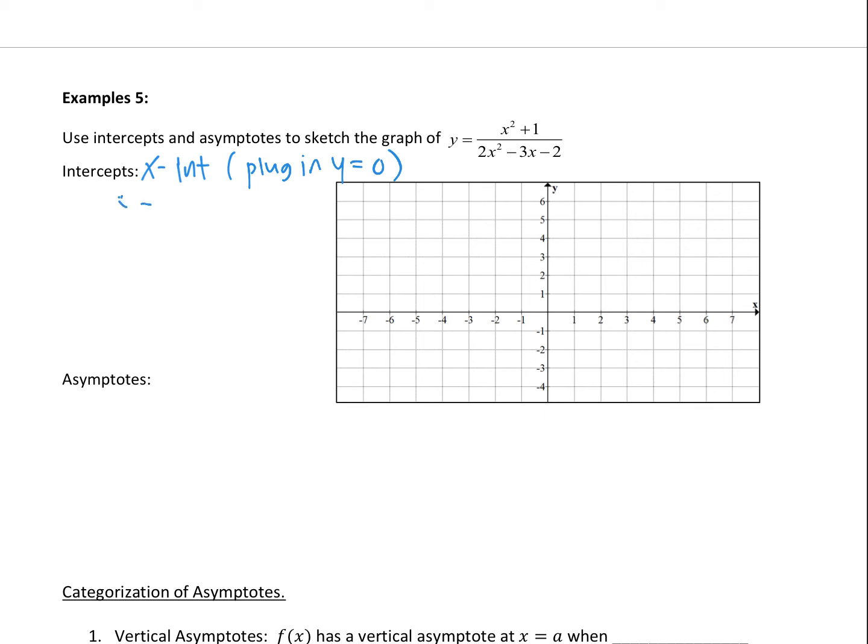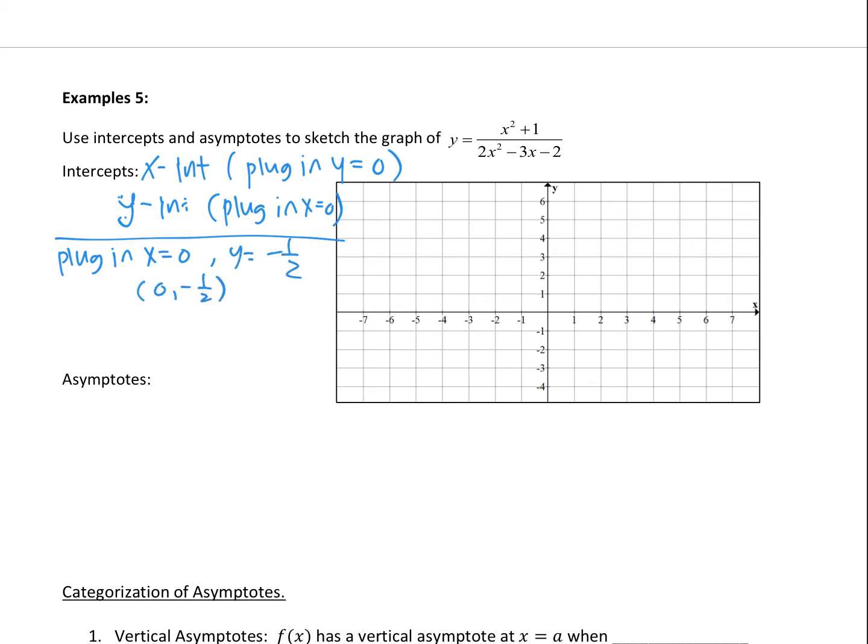And the y-intercept is basically the other way around. Plug in x is equal to 0. I think the y-intercept is easier to find. So plug in x is equal to 0 to find the y-intercept. Plug in 0 here, 0 here, 0 here. So 0 plus 1 over negative 2. So y is equal to negative 1/2. So (0, negative 1/2). Somewhere here. I don't know how the graph looks, but it basically passes through this somewhere.